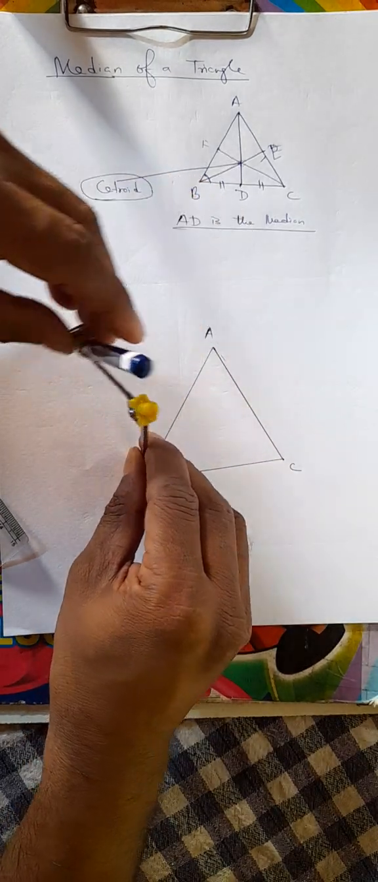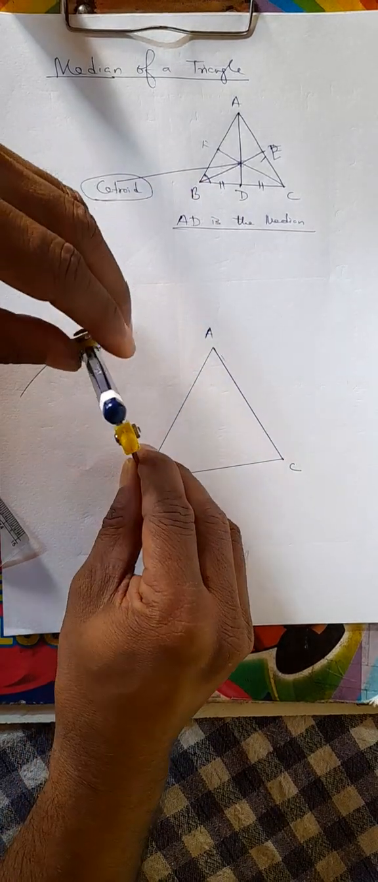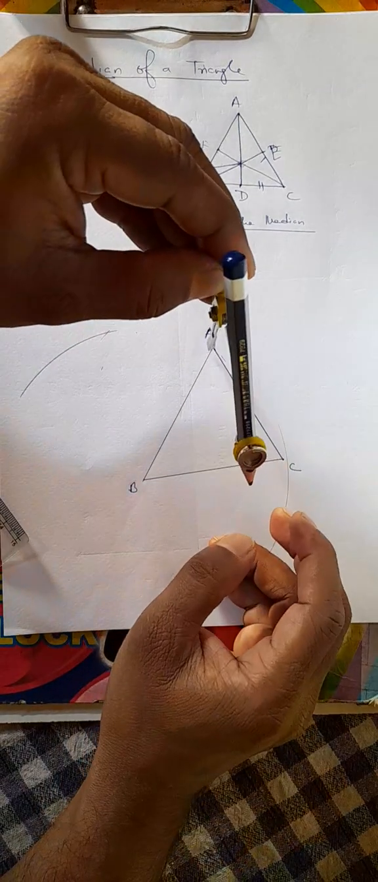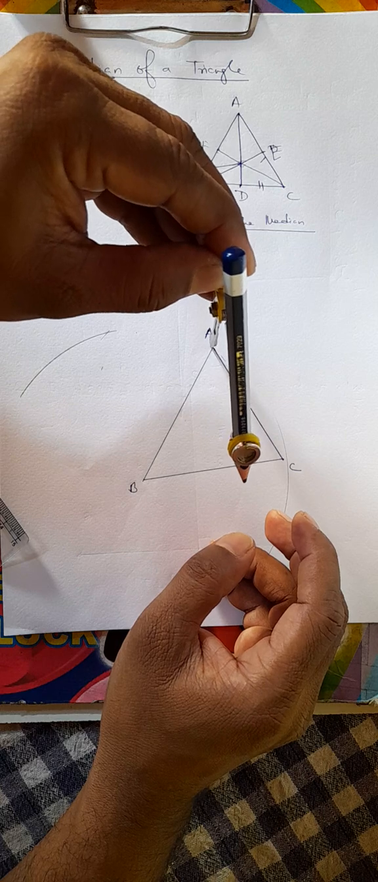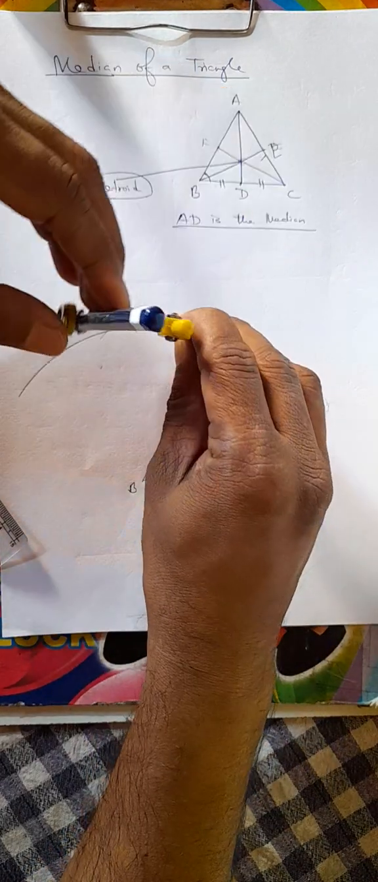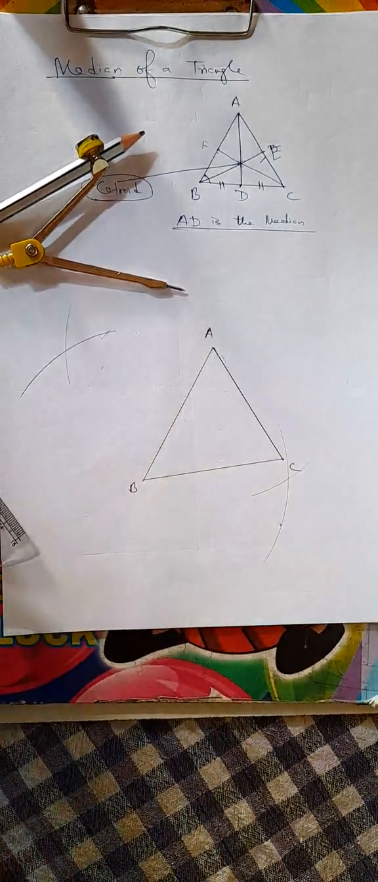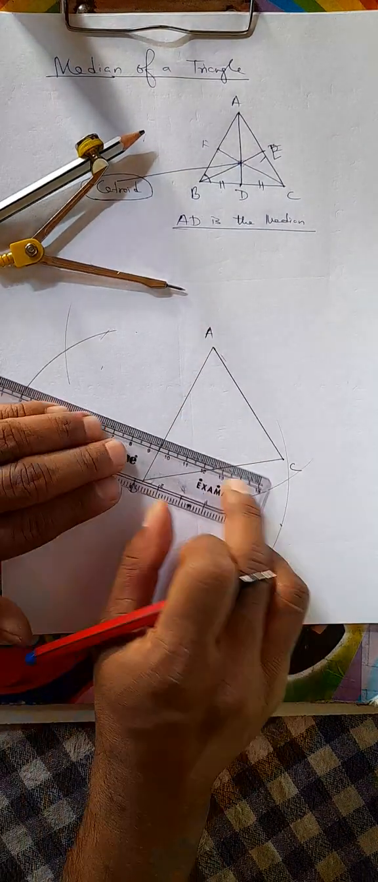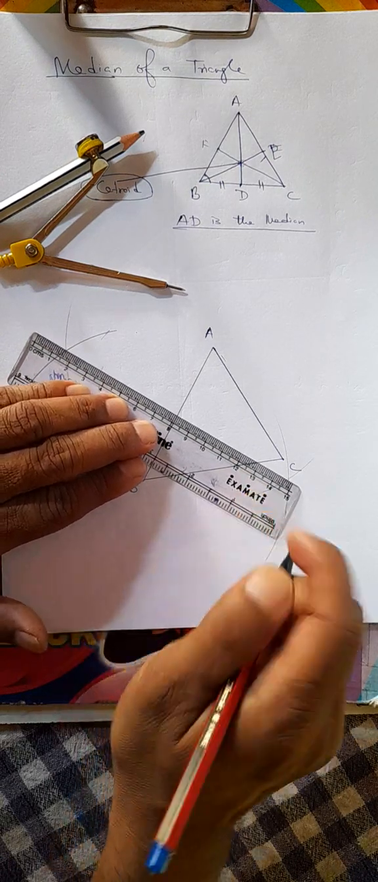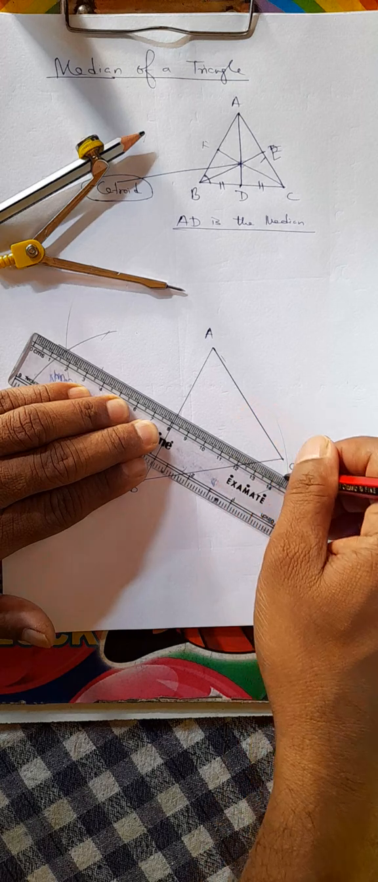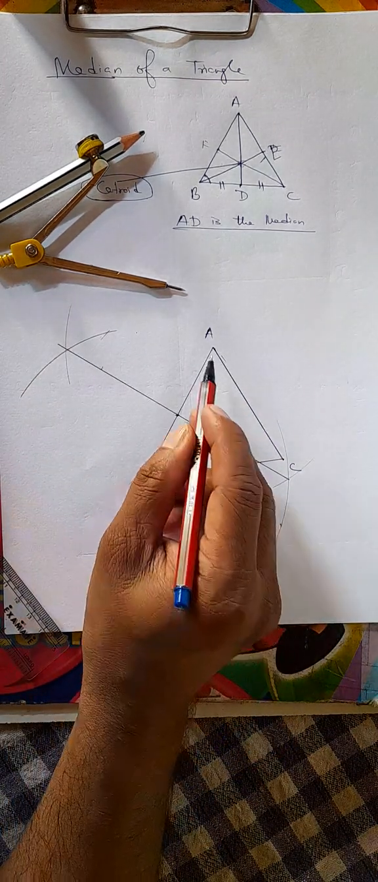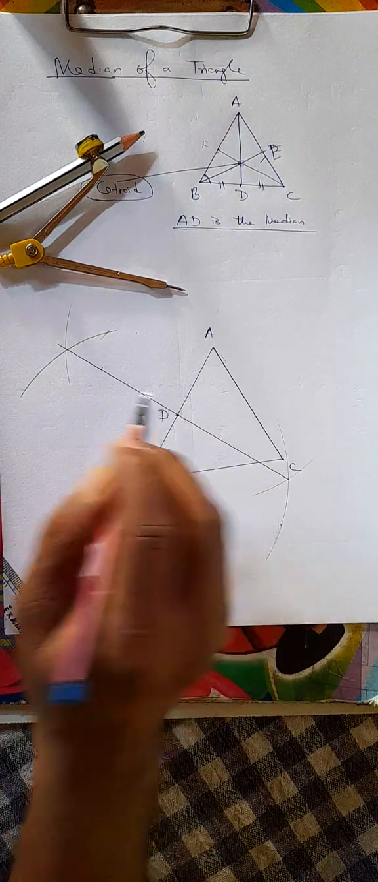Taking AB as a radius, we will draw arcs here. Again, taking A as center, with the same radius, we will draw another two arcs. That means we got the middle point of AB here. Let us join the points of intersection of these arcs. So we got this middle point, right? The middle point of AB is suppose D.